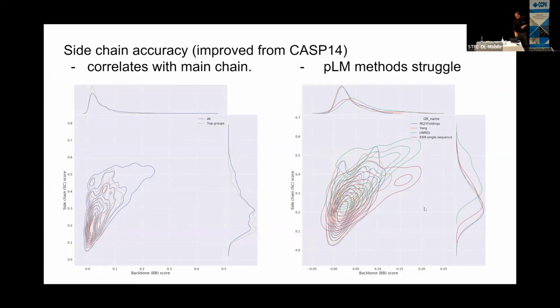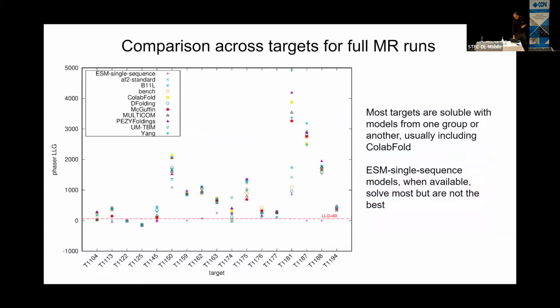We also compared the MSA-based methods with a couple of the language model methods. One of the ESM methods struggles a little bit with side chains. The UniRes method struggles a lot. So if you've got a structure prediction from a language model rather than an AlphaFold MSA-based method, the side chains are likely to be lower quality.